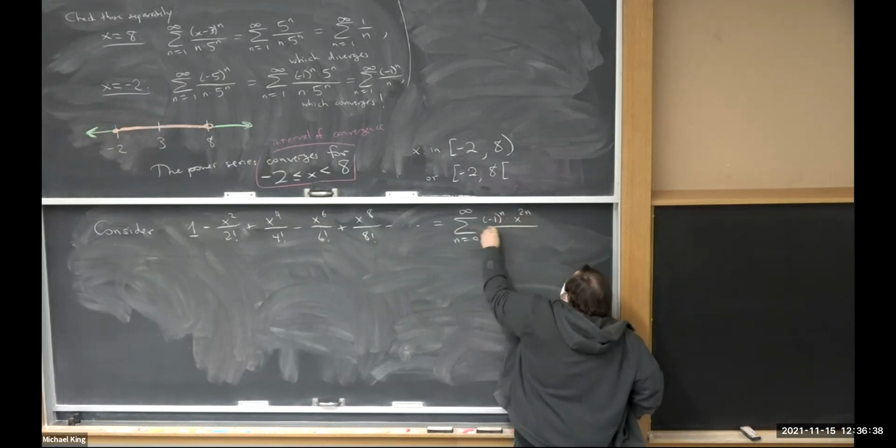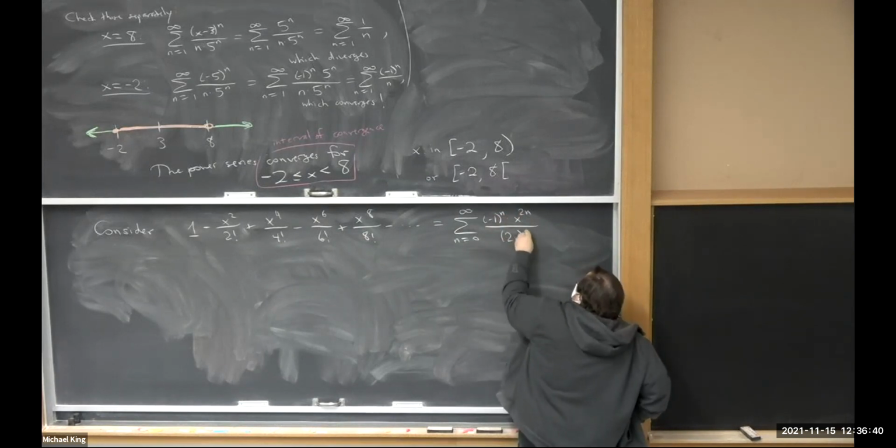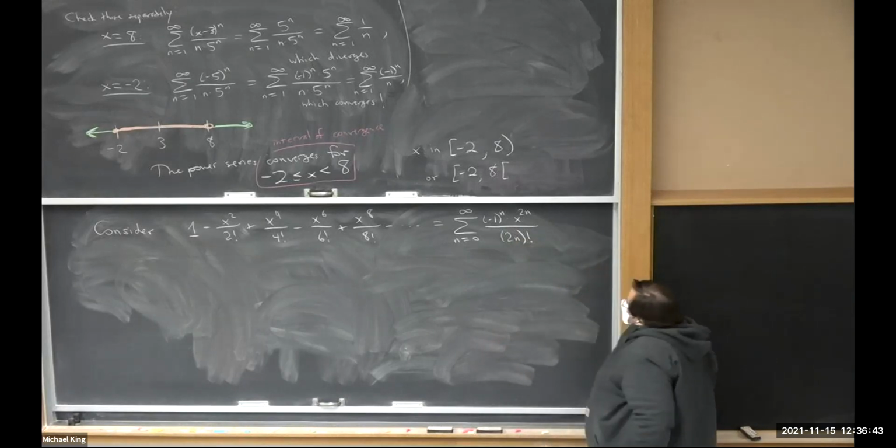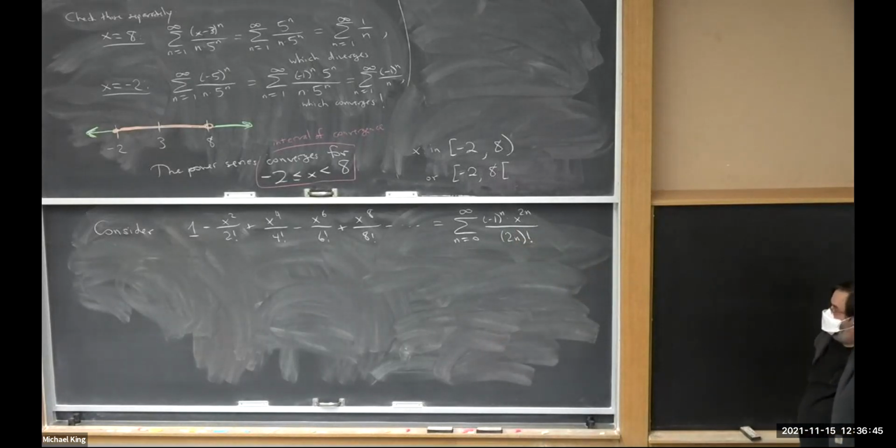Let's check me and see if this makes sense. Minus 1 to the n, x to the 2n over 2n factorial. Since we're only getting the evens, we have to use 2n instead of n in the expression. And I think I have the plus minuses correct. Does that look like I have the right summation notation?